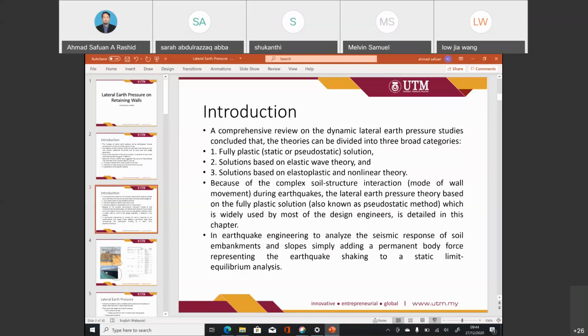Okay, however, the author has suggested that due to the complex soil structure interaction during the earthquake, the lateral earth pressure theory based on the fully plastic solution, also known as the pseudostatic method, is widely used by most design engineers and is discussed in detail in this chapter. Okay, so they have chosen the first one to be discussed in our chapter. So the number 2 and number 3 most probably are easier to understand or to solve if we are using numerical formulations or numerical software.